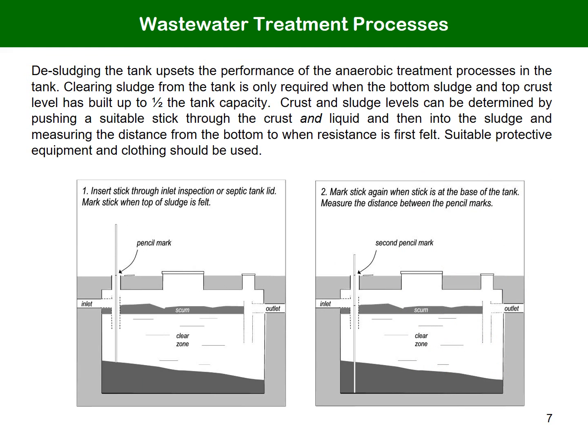While necessary, desludging the tank can disrupt the performance of the anaerobic treatment processes in the tank and should only be carried out when the bottom sludge and top crust level has built up to more than half the tank capacity. This can take about 3 to 7 years depending on your wastewater flow. The picture shows a simple way of measuring the amount of sludge. The stick can also be inserted through an inspection port above the inlet.